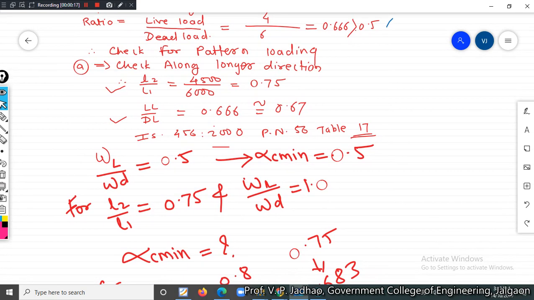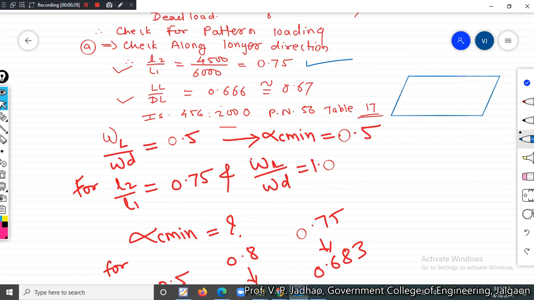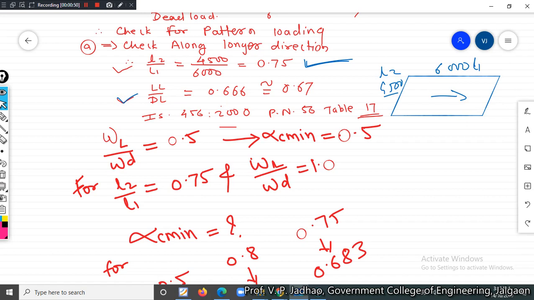Now we have to check along the longer direction. We just calculate the value of this L2 upon L1. If this is your span, and this is 4500 and this is 6000. We are calculating along the longer direction, therefore this will become L1 and this will become L2. Therefore we calculate this L2 upon L1 is equal to 0.75. The live load upon dead load ratio comes out to be 0.67, which we already calculated.